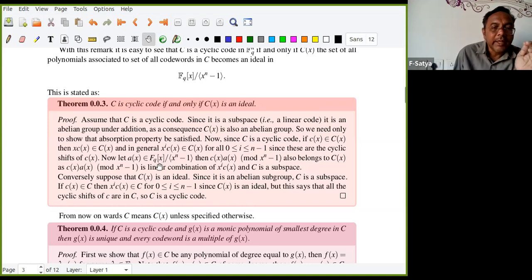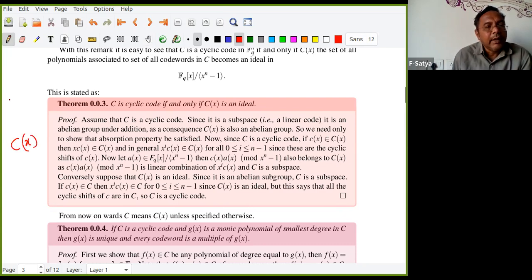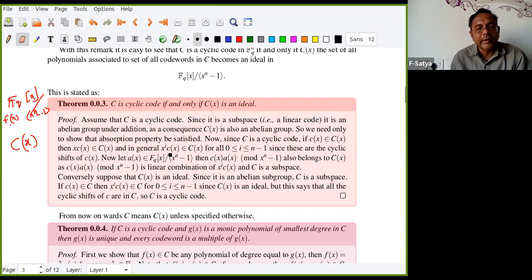I have not yet proved it for any f(x). To show C(x) is an ideal, what do I have to take? I take any element in F_q[x] modulo x^n minus 1. That is any polynomial; it does not have any property. I take an element from here, and the product will be in here. But what have I proved? I proved only that x times c(x), x to the power i times c(x), is there. But now look at any a(x) you take: c(x) times a(x) also will be there.